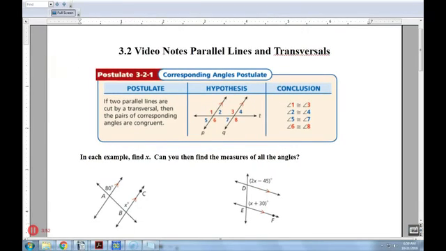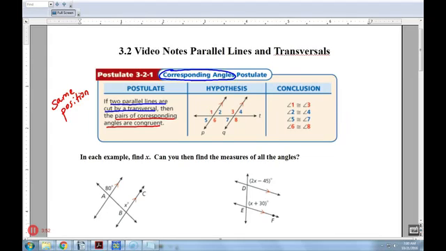All right, so postulate 3.2.1, the corresponding angles postulate. Corresponding angles are a special pair of angles. And it says if two parallel, so notice the conditional statement here. This is our P. If two parallel lines are cut by a transversal, then the pairs of corresponding angles are congruent. So corresponding angles are basically angles that are in the same position.